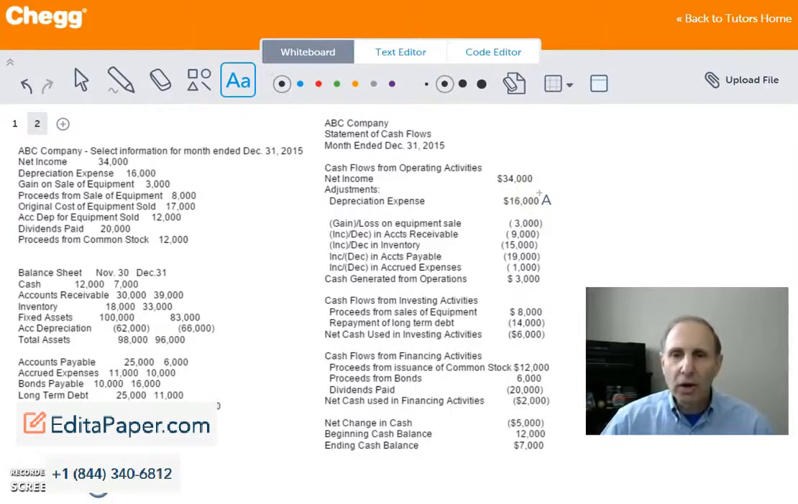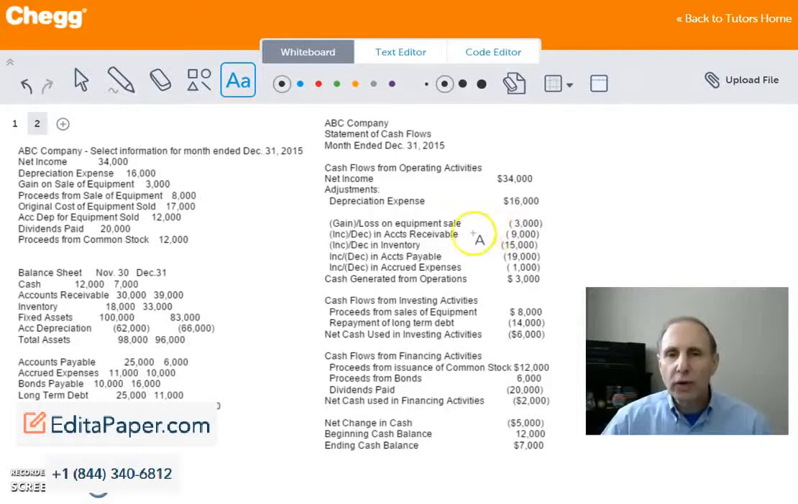The gain or loss on equipment sale, in this case it was a gain of $3,000, but for cash flow purposes, we're going to subtract that from net income. Then the following steps are going to be to reconcile current assets and current liabilities, the changes in those, to net income, where an increase in assets is a use of cash and a decrease would be a source of cash.